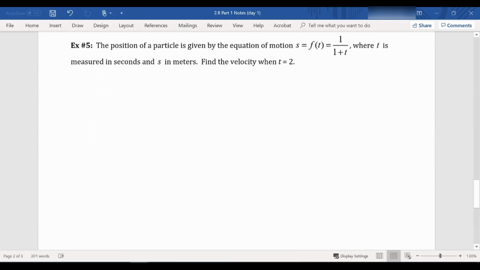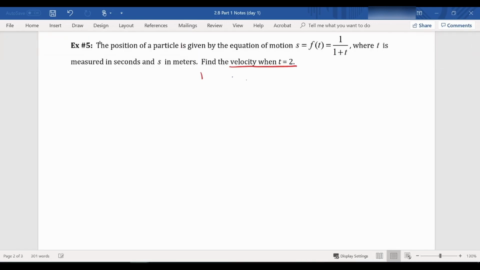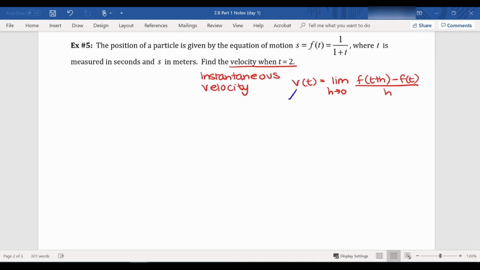We're going to do one more where we look at our position. So just a reminder, velocity. When t is 2, this would be instantaneous velocity. v of t is equal to the limit as h approaches 0, f of t plus h minus f of t all over h. And v of t is the same as f prime. Notice, this limit is the same as our f prime.